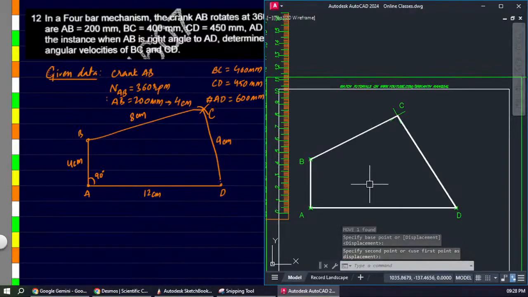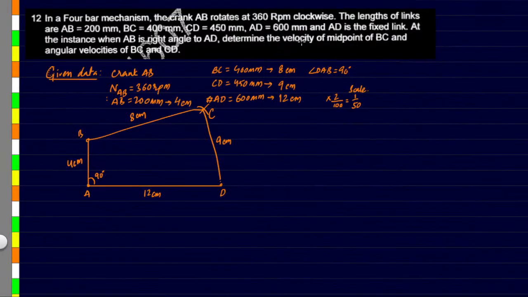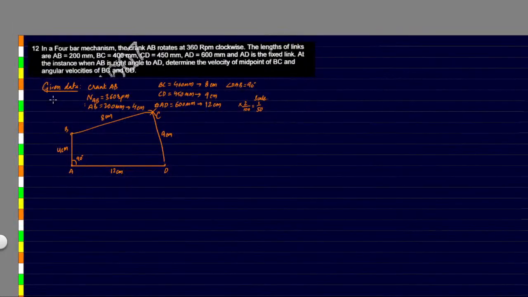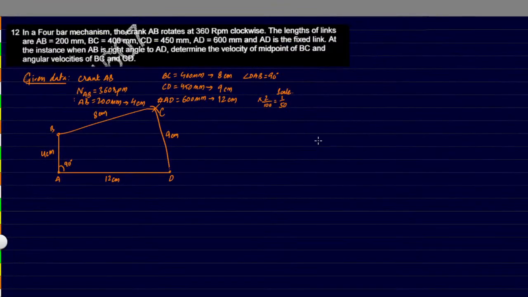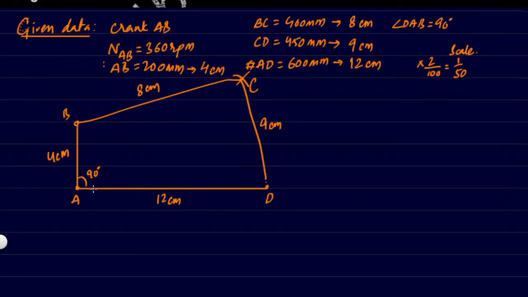Now that we have our position diagram, the next step for us is to start getting the velocity diagram. Let's quickly start getting the velocity diagram. So first again let us draw a rough diagram of the velocity diagram, and after that we will go on to draw it neatly. So here, because the link AD itself is fixed, AD is fixed.